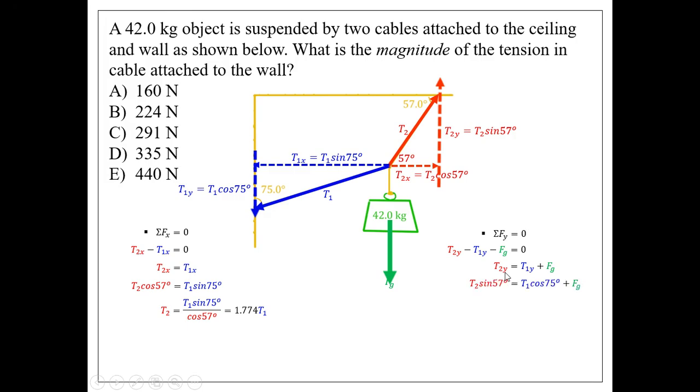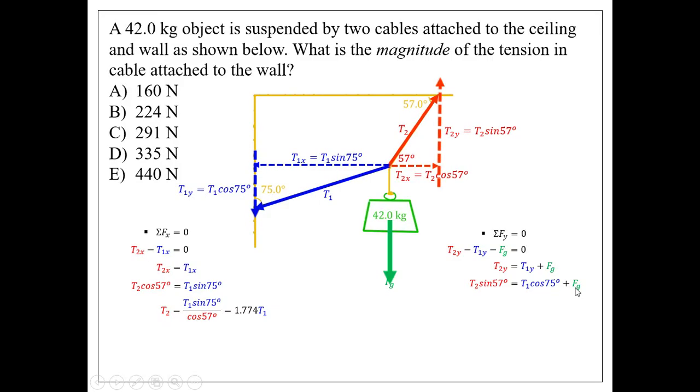I want to expand T2y. So T2y here is just T2 sine of 57. Once again, up in my work here, T2y, based on the angle given, is T2 sine of 57. That's what I did. And then T1y is the same. T1y over here is just T1 cosine of 75 degrees. That's what I did there. And then f of g is just f of g.